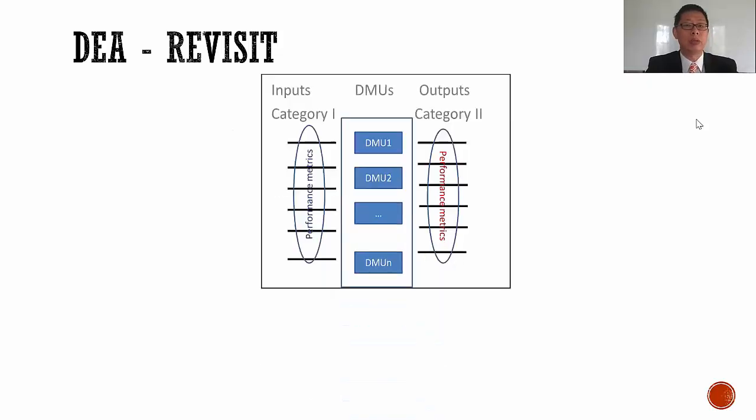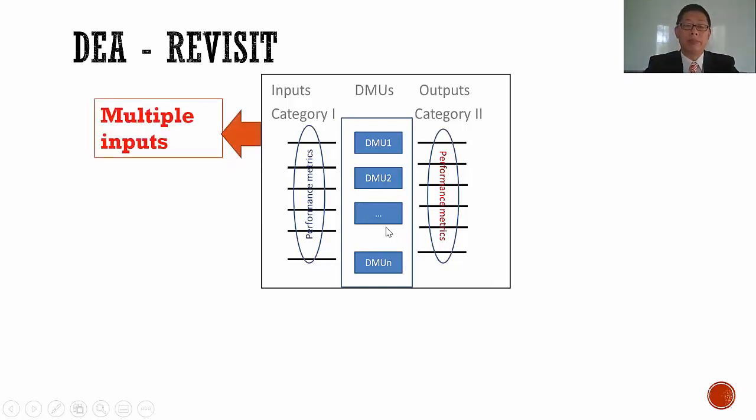So let's revisit what a DEA is. This is how I would present a DEA. Again, you still have a set of DMUs, right? Instead of having inputs and outputs, I will mark them as category 1 and category 2. Category 1 is a set of performance metrics, and category 2 is another set of performance metrics. I also get rid of the arrows, so you can see it's just lines. That means these are the measures associated with this set of DMUs.